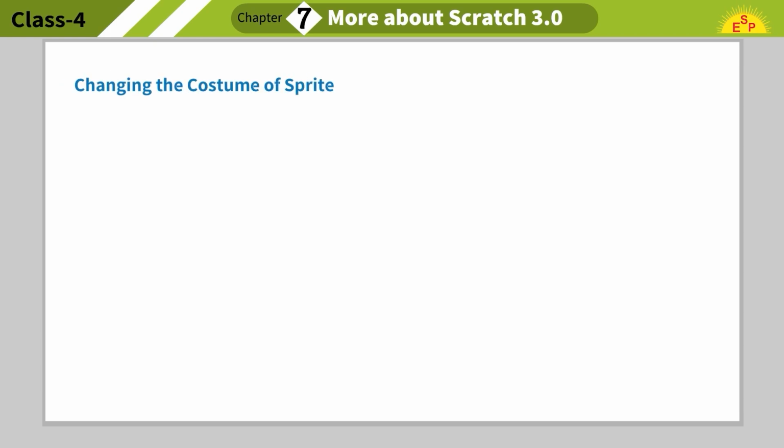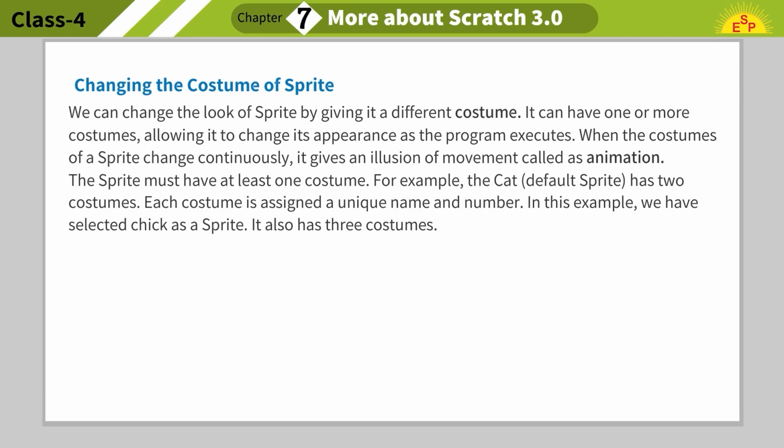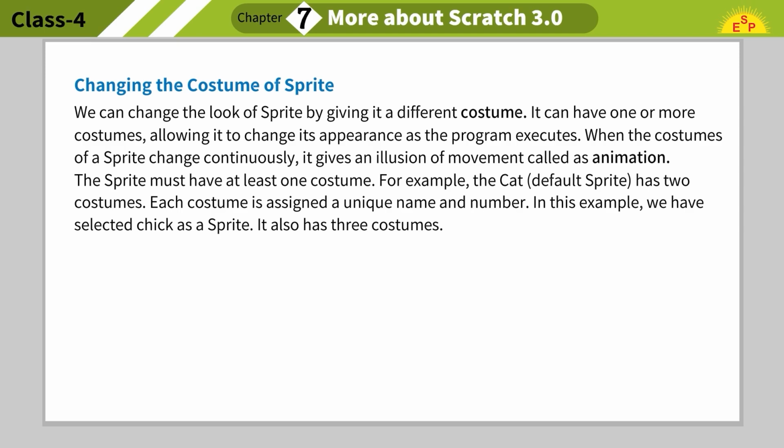Changing the costume of a sprite. We can change the look of a sprite by giving it a different costume. It can have one or more costumes, allowing it to change its appearance as the program executes. When the costumes of a sprite change continuously, it gives an illusion of movement called animation. The sprite must have at least one costume.